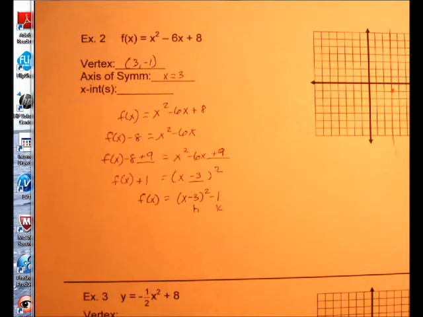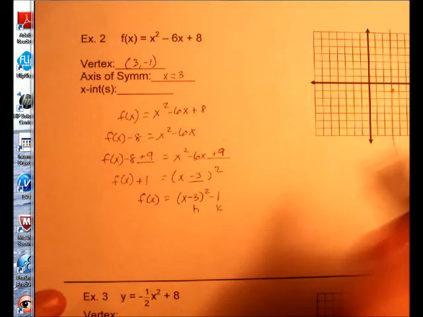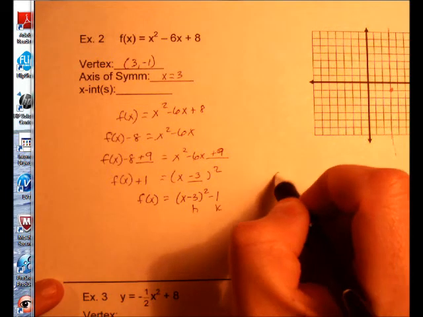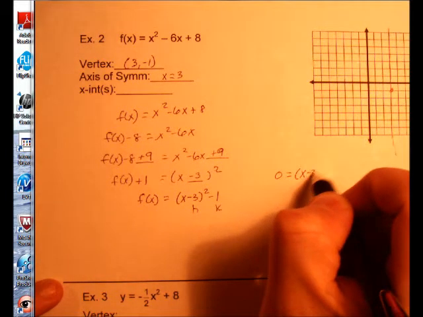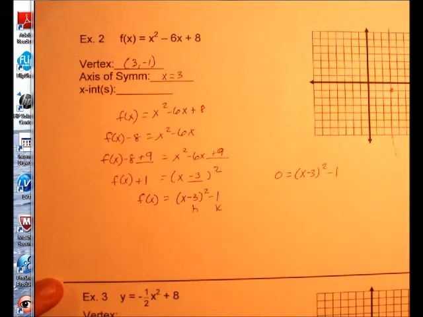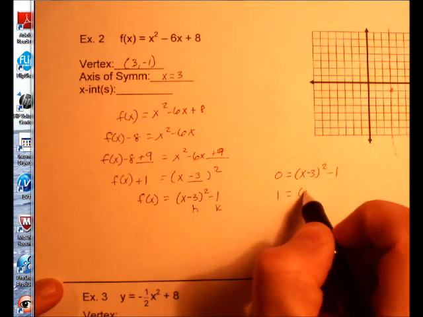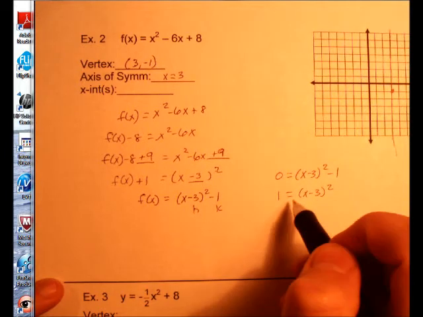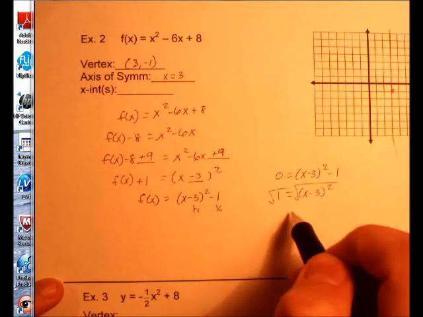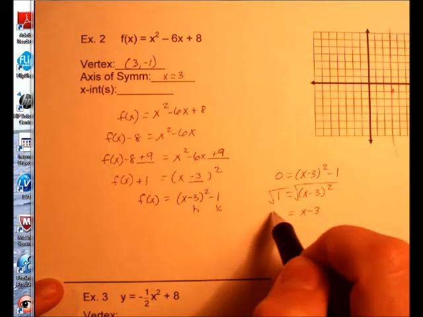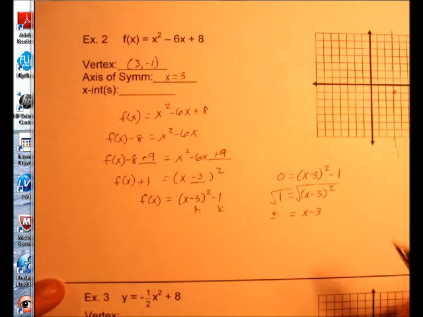Okay. Now the x-intercepts, remember, all we do is set it equal to 0. 0 is equal to x minus 3 squared minus 1. So we add 1. Take the square root of both sides. Remember, when we take the square root, a plus or minus always has to go. Square root of 1 is 1.